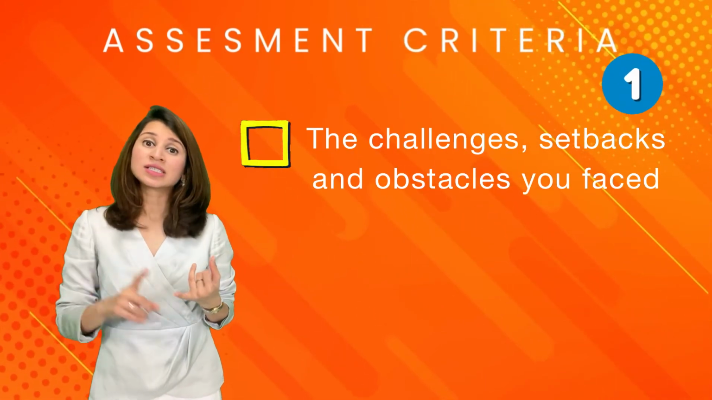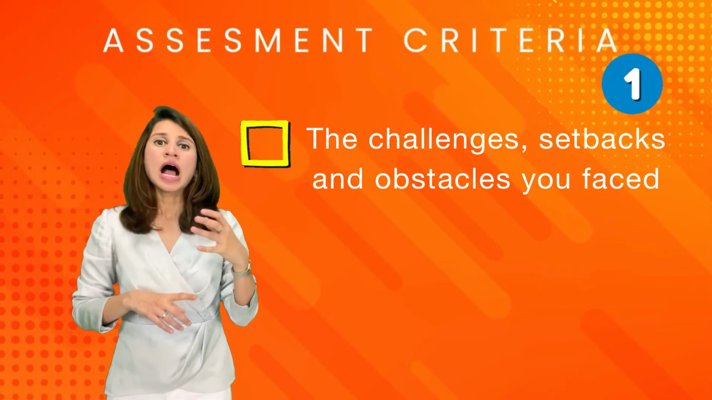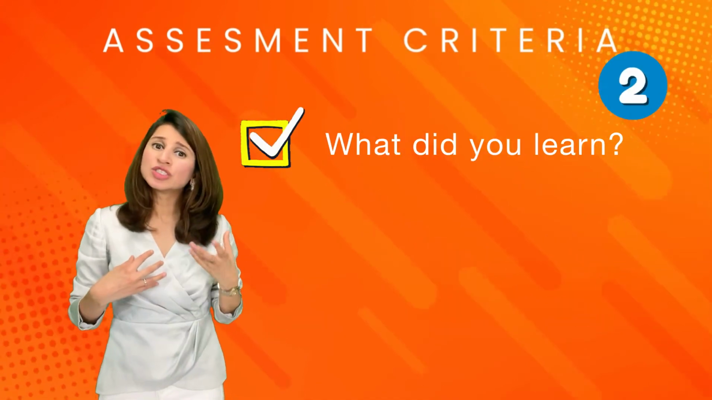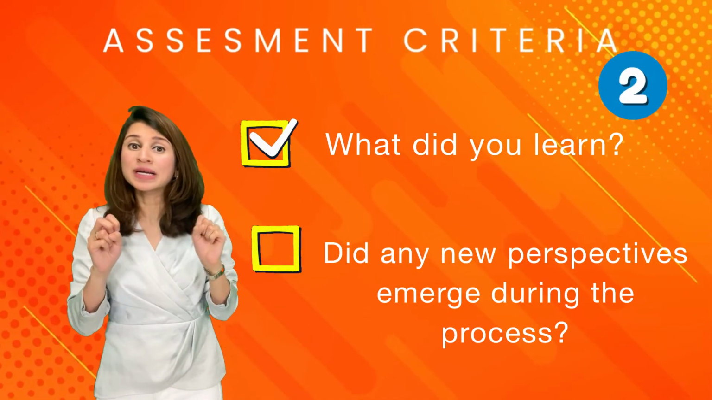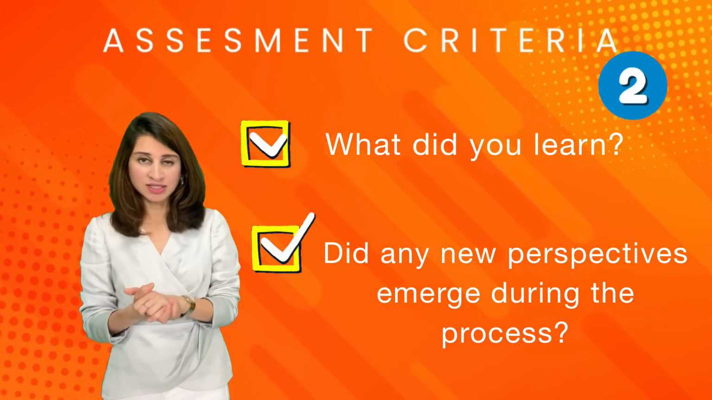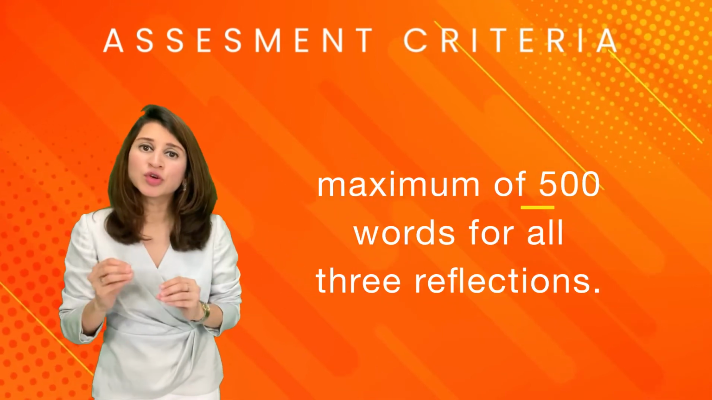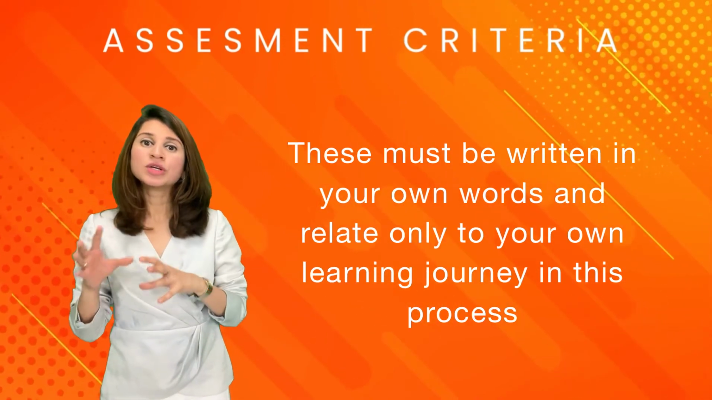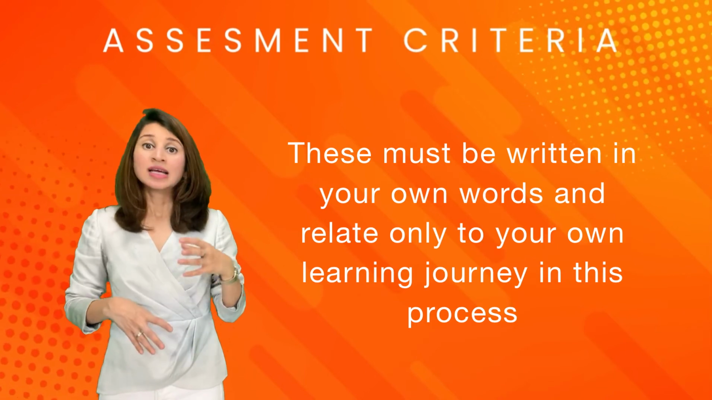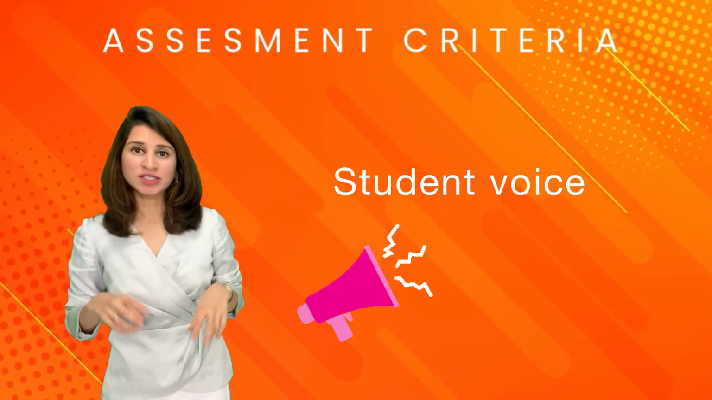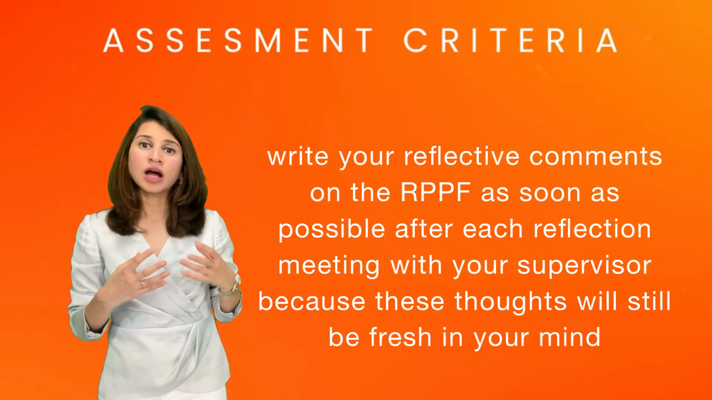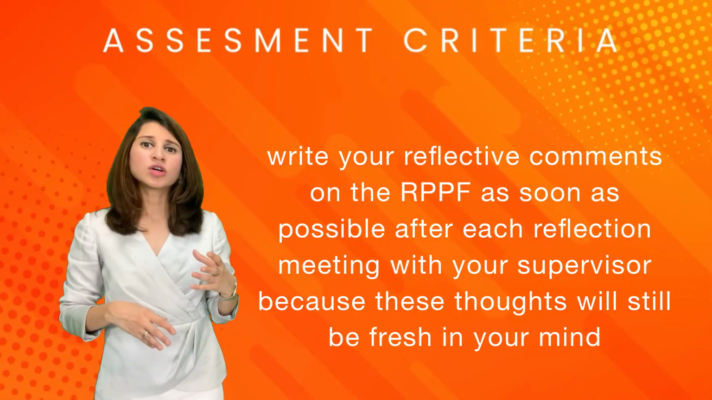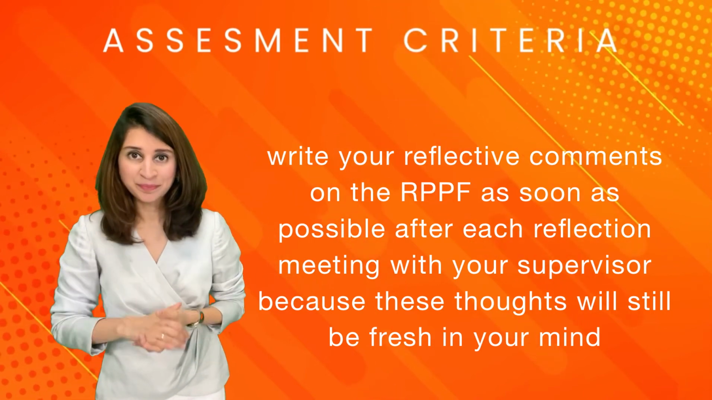The challenges, the setbacks and the obstacles you faced, how did you tackle these and what did you learn in the process? Your learning experiences, what did you learn, and did any new perspectives emerge during the process? There is a maximum of 500 words for all these 3 reflections. These must be written in your own words and relate only to your own learning journey in this process. This is what the IB calls the student voice. You should write your reflective comments on the RPPF as soon as possible after each reflection meeting with your supervisor, because these thoughts will still be very, very fresh in your mind.